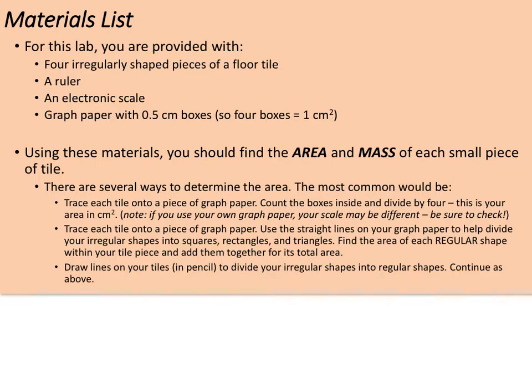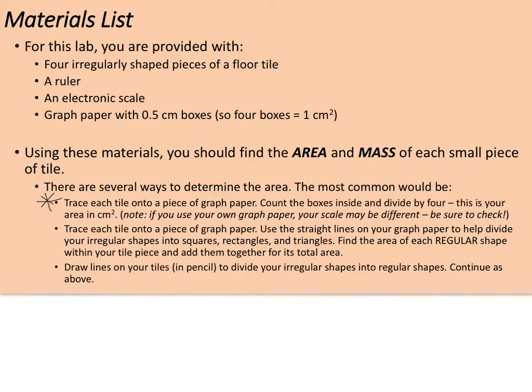Now the mass is easy, you just use the scale and write down the number. In order to find the area, there's a few different ways you can do that. The most common I have listed here. So the first thing you could do would be to trace each tile onto a piece of graph paper, count the boxes on the inside, and divide that by 4, because as I said up at the top, that 4 boxes is equal to 1 centimeter squared.